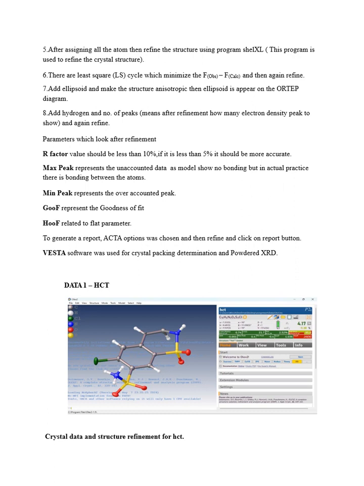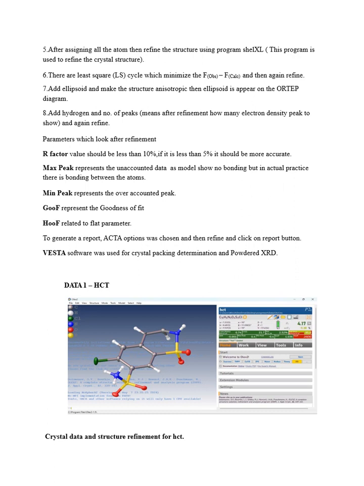The minimum peak represents the over-accounted peak, goof represents the goodness of fit parameter, and hoof is the flack parameter. In order to generate a report, the ACTA option is selected, then we refine and the report is generated. Then we use the software VESTA to generate the crystal packing diagram and powder XRD pattern.